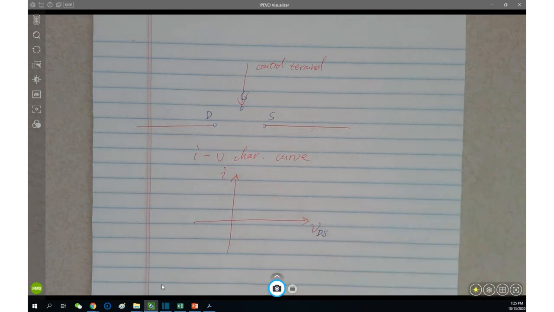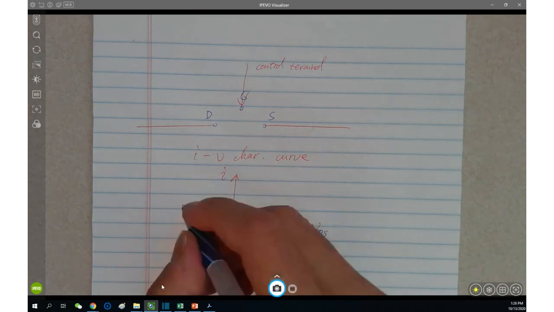VDS. Does this make sense? Because the D and S are the terminals connected to the rest of the circuit, which means the voltage across this device is the voltage across these two terminals. And who is I then? It is the current through this device. I what? What's the subscript? Is it IDS? Good. It's IDS.